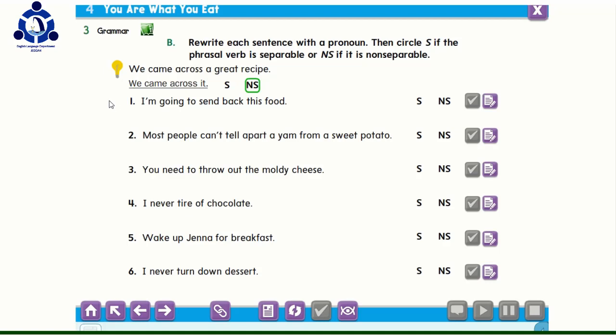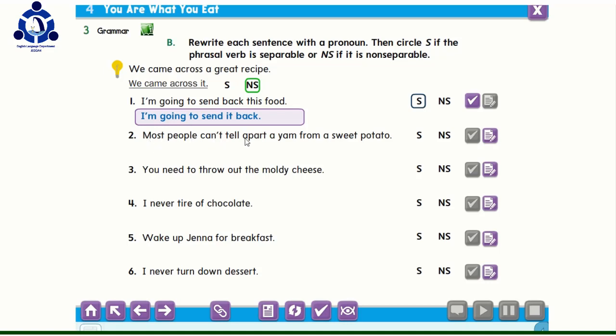Let's begin the actual exercise. Exercise one. Okay? I'm going to send back this food. I need to change this food into a pronoun. So, how do I say it? Should I say I'm going to send back it? Does it sound right? Or I'm going to send it back. Which of these sentences sounds more suitable or more correct? That's right. I'm going to send it back. It here refers to this food. Okay? So is it separable or non-separable? It was separated by it, a pronoun. Okay? So it is separable. Excellent.